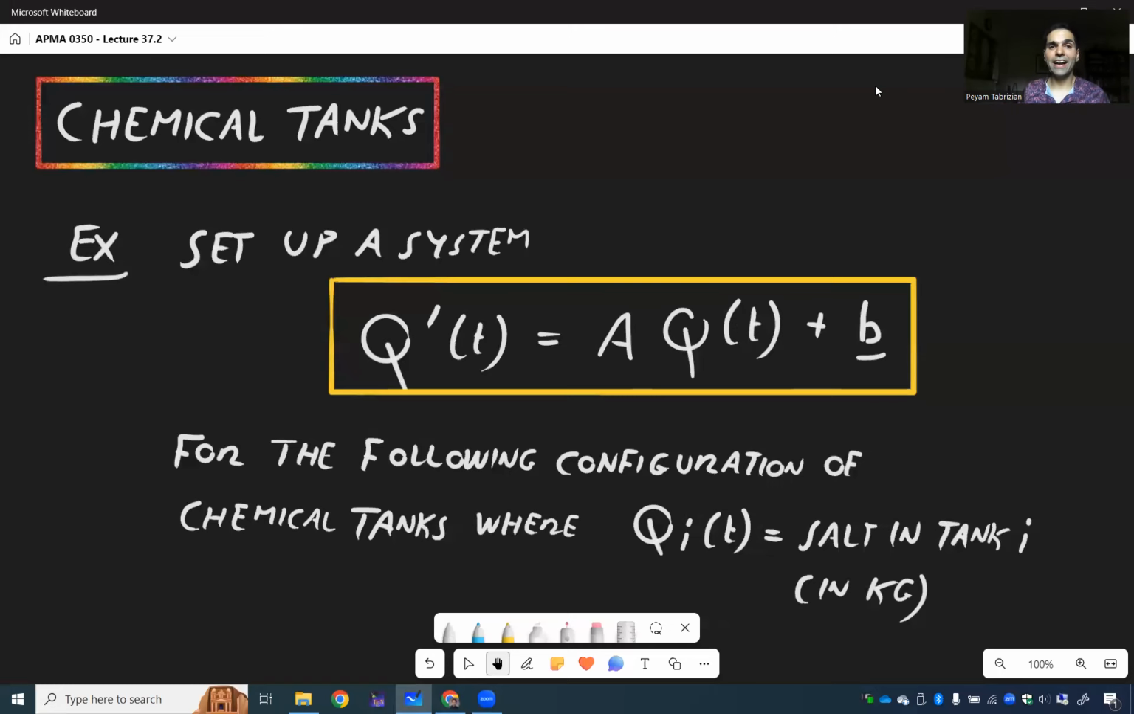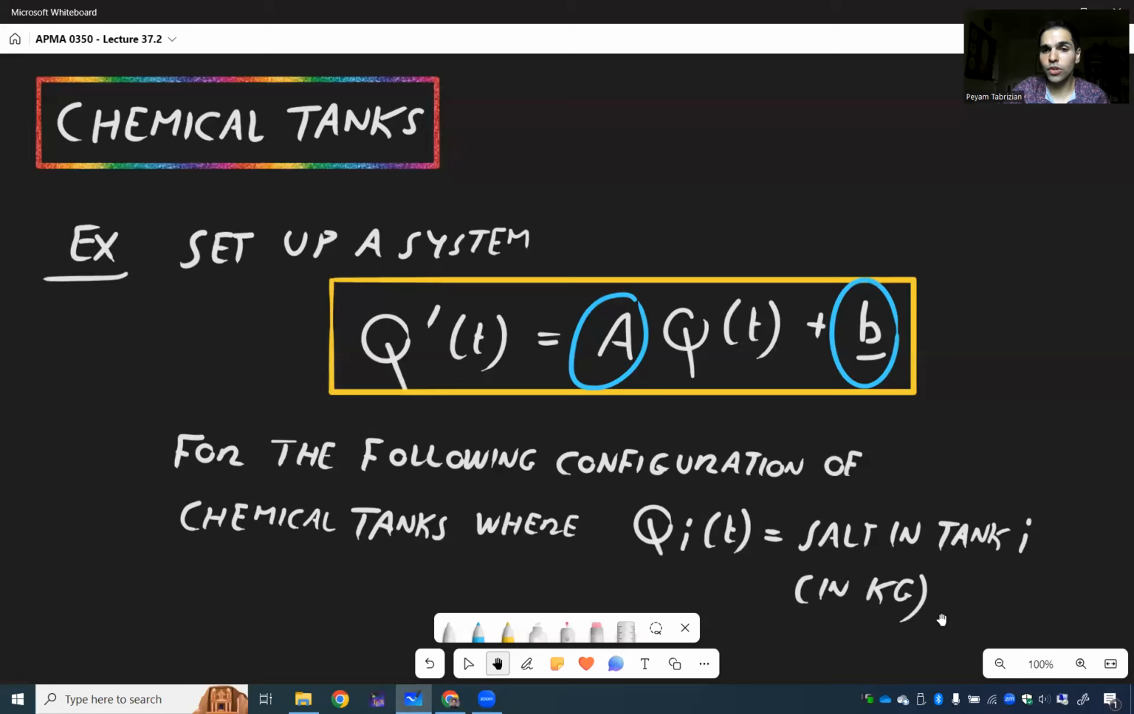All right, let's do more practice with chemical tanks. In particular, let's set up a system Q prime equals AQ plus B for the following configuration of chemical tanks, where Qi is the salt in tank i. Before I show you the picture, setting up a system here just means find the matrix A and the constant vector B. You do not need to solve the system.